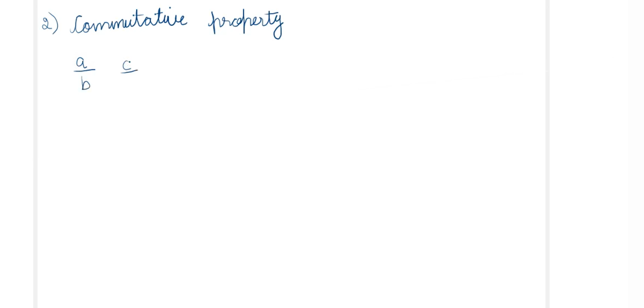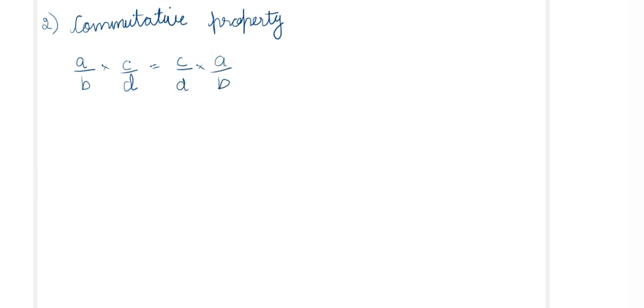The second property which we are going to discuss is the commutative property. We have checked the commutative property for addition as well as subtraction in our previous video. Now we are going to check the same for multiplication. Consider two rational numbers a by b and c by d. When we multiply a by b into c by d, the product we get should be equal to the product we get when multiplying c by d into a by b. So let's see if this property holds good.